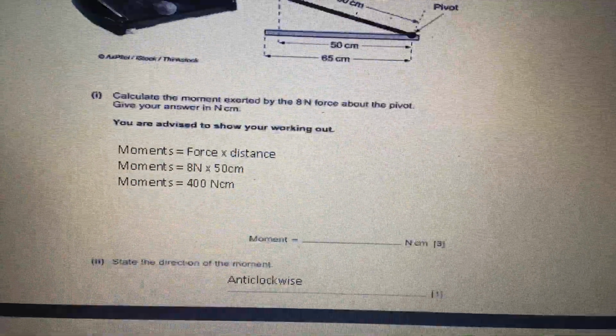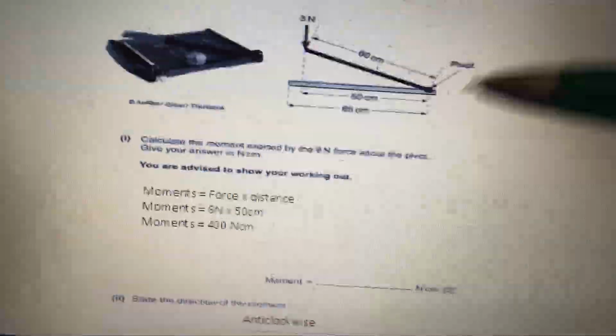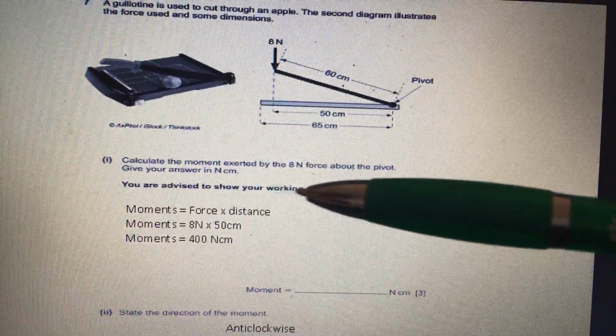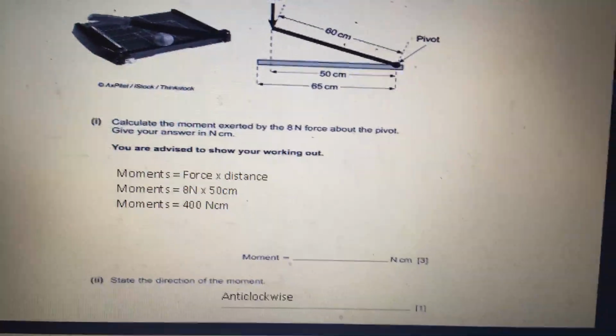Okay? Now, state the direction of the moment. So what way is this force moving? It's moving in an anti-clockwise direction.